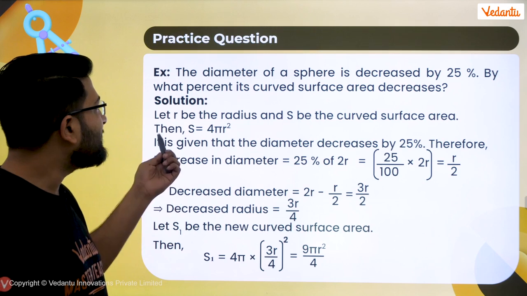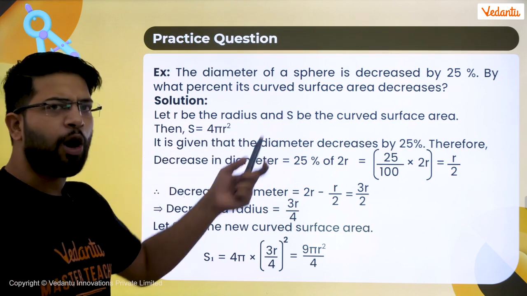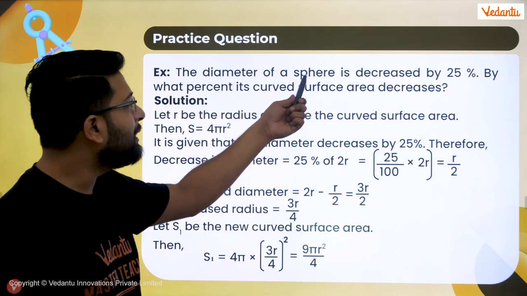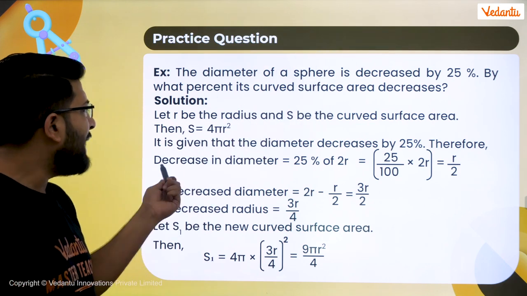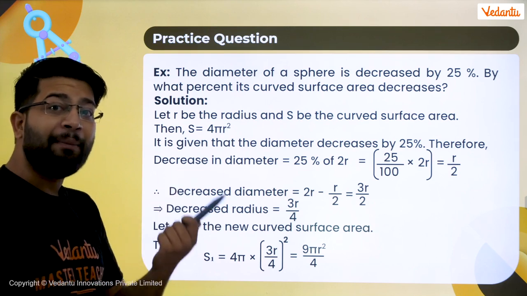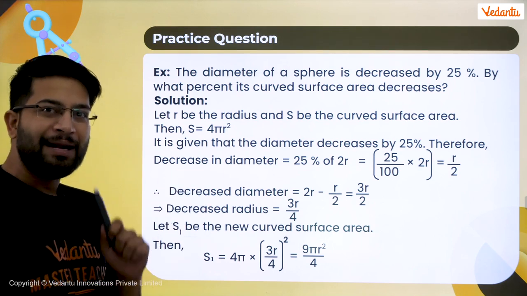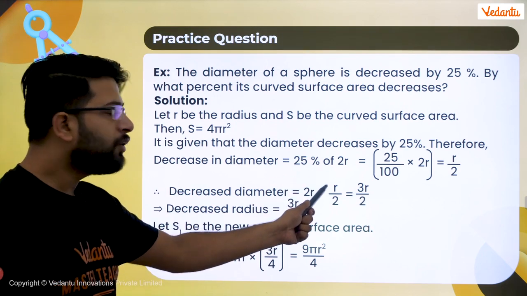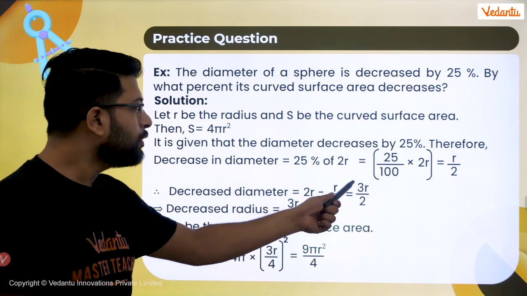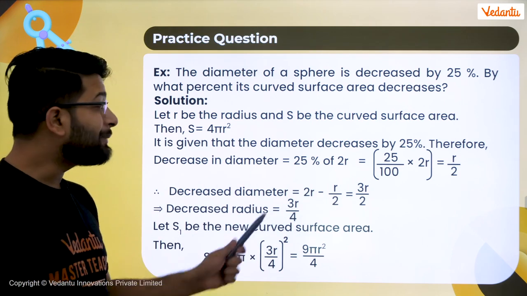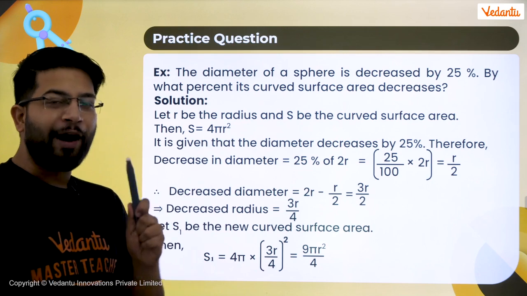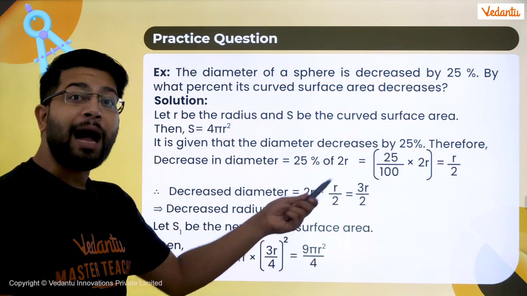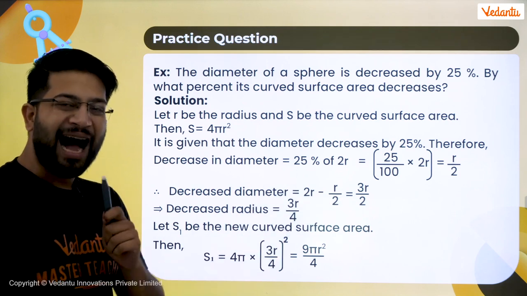So champ, let's say initially the curved surface area or surface area is 4 pi r square. Now, if the diameter of the sphere is decreased by 25%, then initially the diameter was 2 into r, and now the diameter is 2r minus 25% of 2r, that will be equal to 3r/2. So now with respect to the 3r/2 diameter, we have to find the surface area. If 3r/2 is the diameter, then 3r/4 will be the radius, half of the diameter.